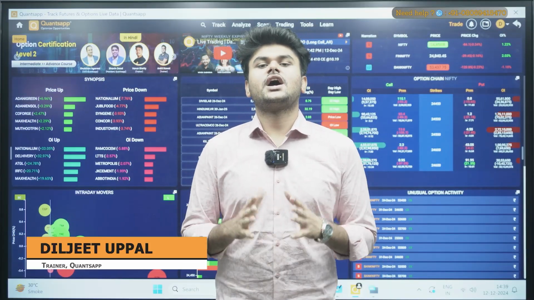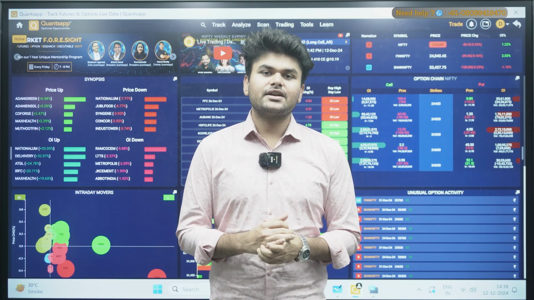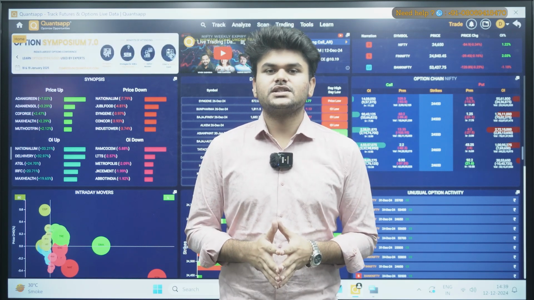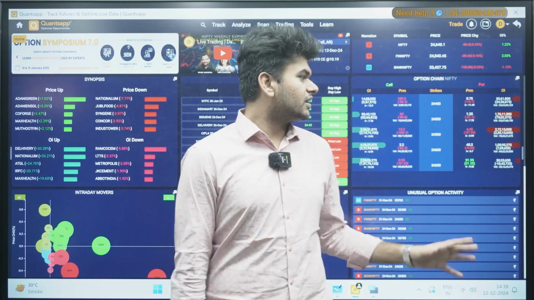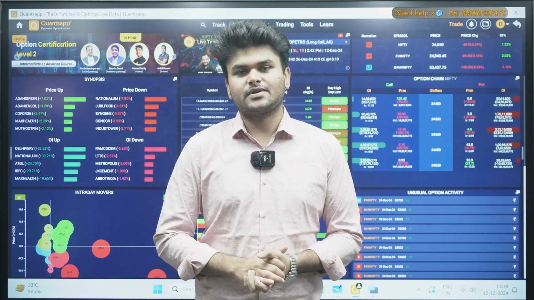My name is Diljit and today we're gonna analyze Nifty and Bank Nifty. We'll identify key levels, we'll identify which kind of a direction we can see, and eventually we'll try to identify a strategy which is suitable for this week's coming expiry.